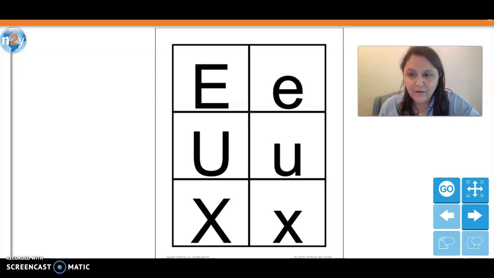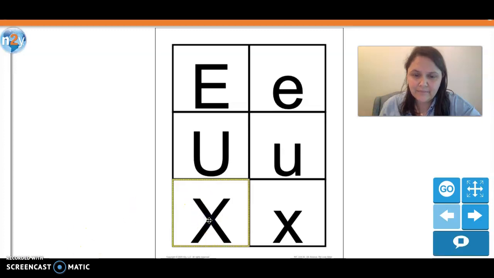Hi, so today we're going to be looking at our first consonant in our unit, the letter X. Let's take a listen to the sound that X makes. X, X, X, X. Here's the lowercase. X, X, X, X. Okay, let's take a look at some of the words that start with X.